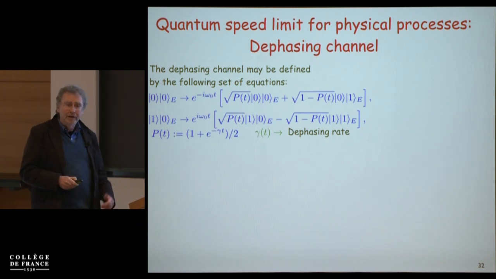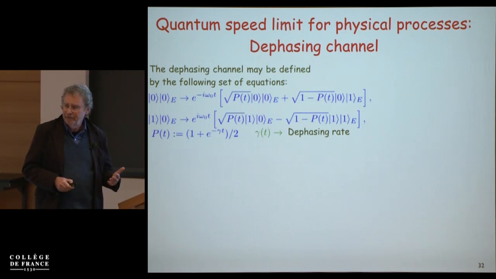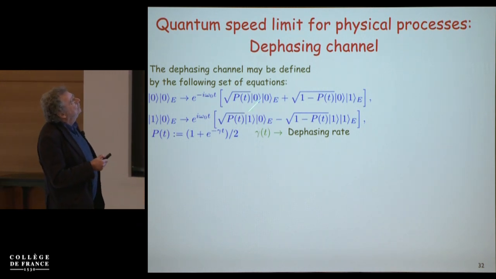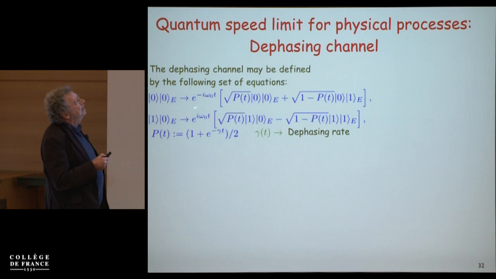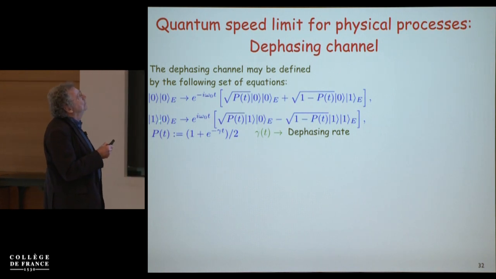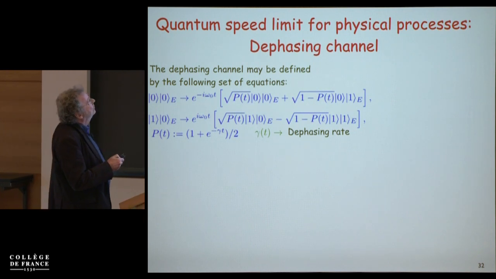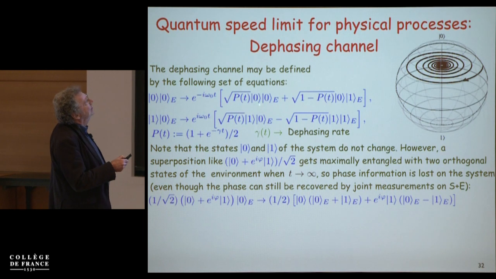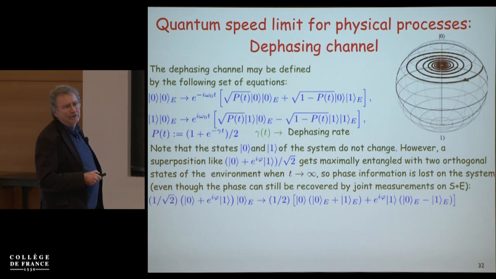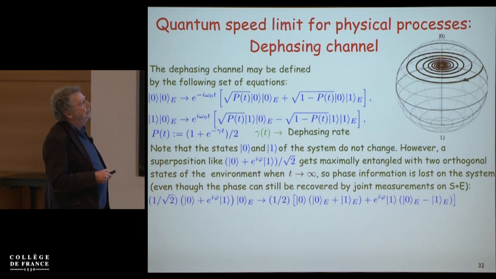Which is, by the way, a way to show that that's also geodesic. Okay? Now, another example, the dephasing channel. The dephasing channel may also be defined by a map and by the following set of equations here. If you look at these equations, you find that first the states 0 and 1 factorize here, so they are not affected by this channel.